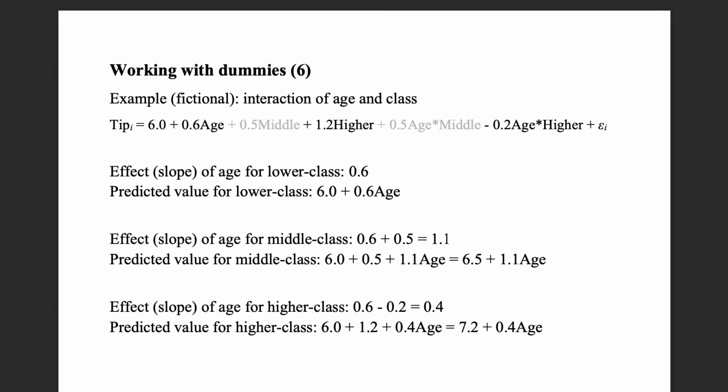And again, we can calculate the predicted value also for the higher class people. It's 6.0, the constant, plus 1.2, the main effect for the higher class dummy. So now we're adding a constant value of 1.2 for the higher class people, basically again allowing the intercept to be at a different place for these higher class people, plus the effect of h that we have in our model for the higher class people, which works out to 0.4. In other words, the predicted value for higher class people can be calculated by taking a constant value of 7.2, so that's 6.0 plus 1.2, plus 0.4 multiplied by the value of h for these higher class people.